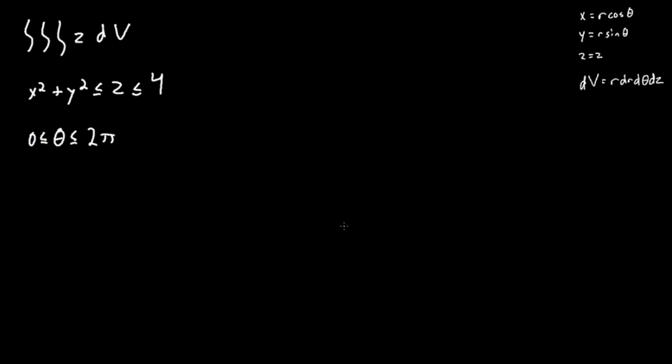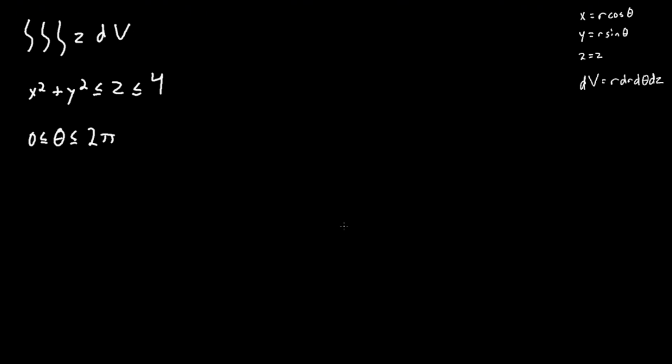But this problem is just slightly more tricky because your radius isn't explicitly given to you. Like in previous problems, I would say the radius is 3 or something, right? Now we're not given the radius. How do you find your radius bounds? Well, it's actually a lot simpler than you think.